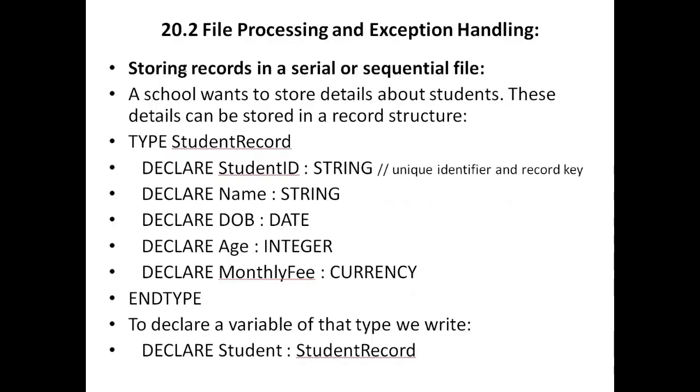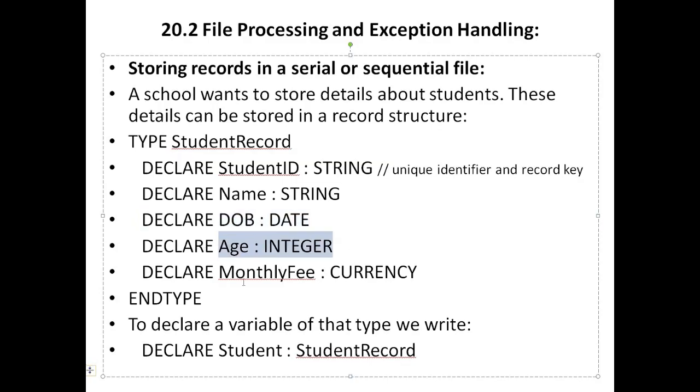How to store a record in a serial or sequential file? For that, first of all, you are going to need a record data type, which you can simply create. TYPE, for example, StudentRecord. DECLARE StudentID as a string, which can be used as the record key as well. Then DECLARE Name as a string, DateOfBirth as date, Age as integer, and MonthlyFee as currency. Or this can be the real data type as well, depending upon whatever language you're using. Then ENDTYPE.